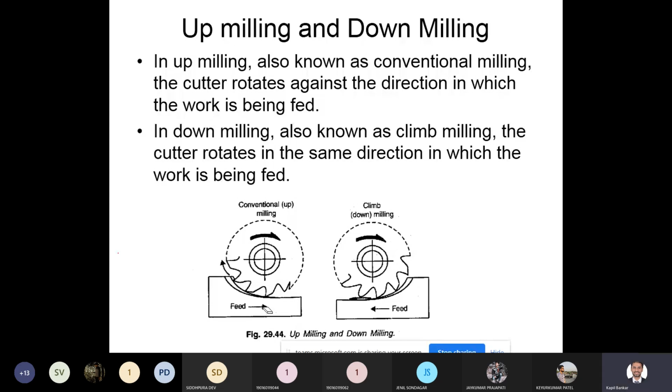In conventional milling, what happens? The cutting forces that are developed will try to lift the workpiece.